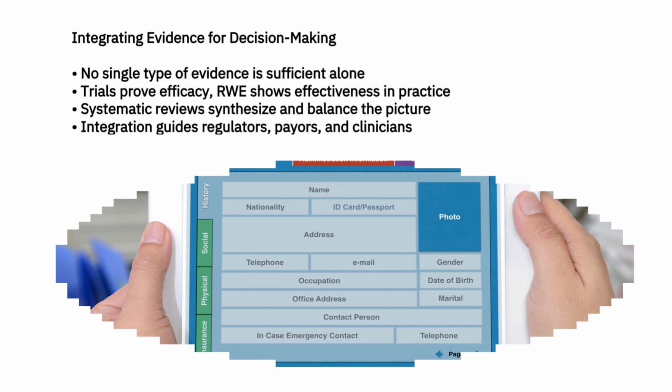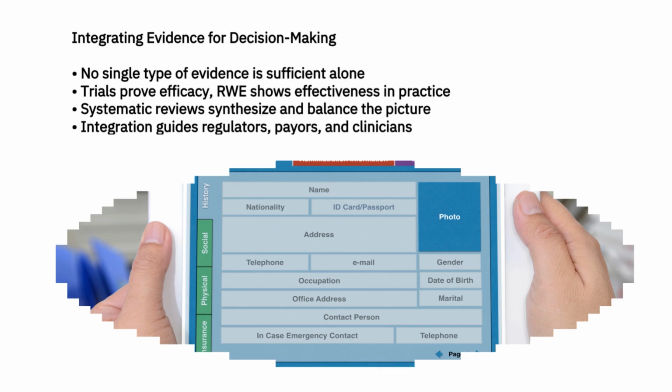RWE shows effectiveness in routine care, captures diverse populations, and provides insights into cost, safety, and adherence over the long term. Meanwhile, systematic reviews and meta-analyses bring it all together. By pooling multiple trials and sometimes integrating real-world data, they provide the most balanced and comprehensive picture, reducing the risk of drawing conclusions from a single, possibly biased study.